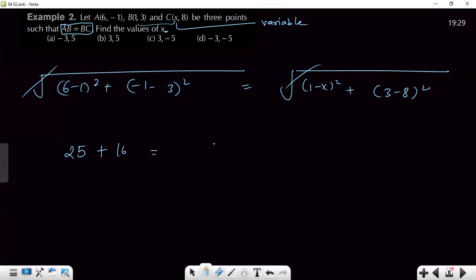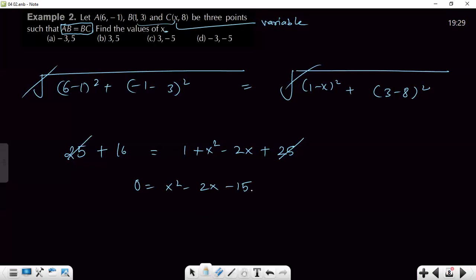This equals 1 minus x whole square: 1 square plus x square minus 2x, plus 3 minus 8 minus 5 whole square is plus 25. Plus 25 cancels on both sides. This comes out as x square minus 2x plus 1 minus 16 becomes minus 15.